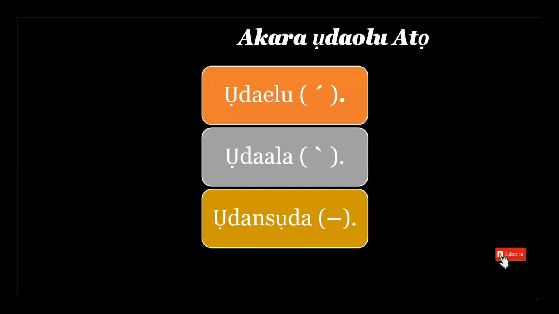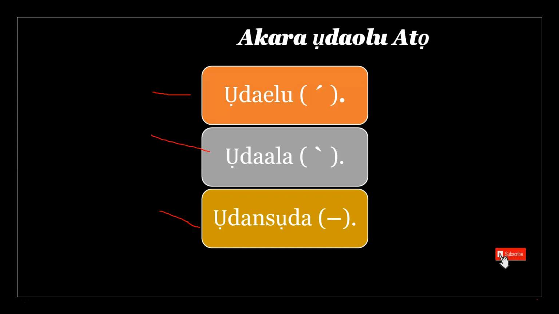In Igbo language, we have 3 tonal marks. Okay? They are the high tone, low tone, and the middle tone. Okay? These tonal marks are placed on top of vowels in words to show whether they are pronounced with a high tone, low tone, or middle tone.